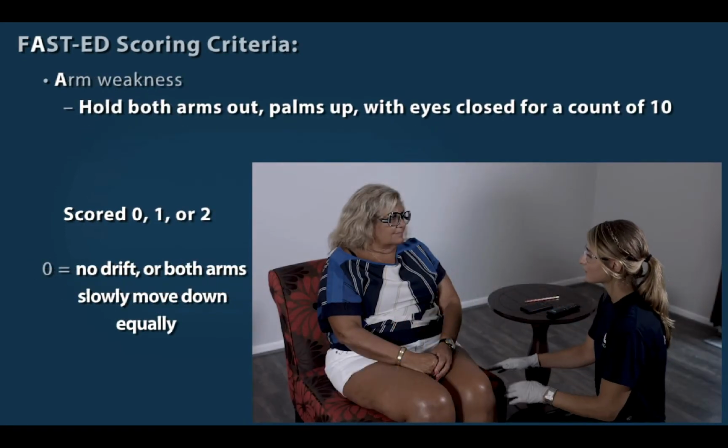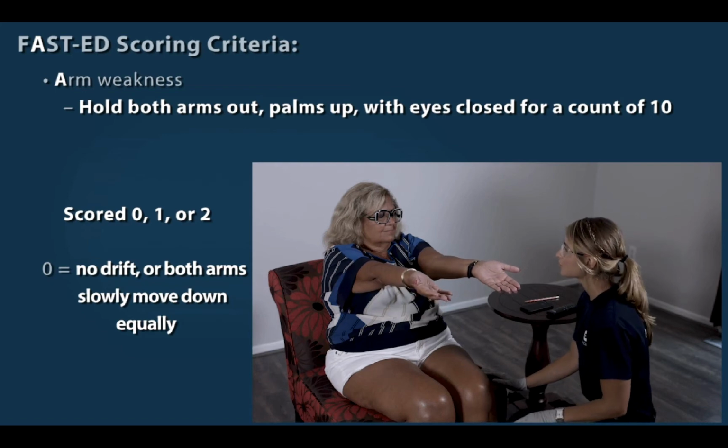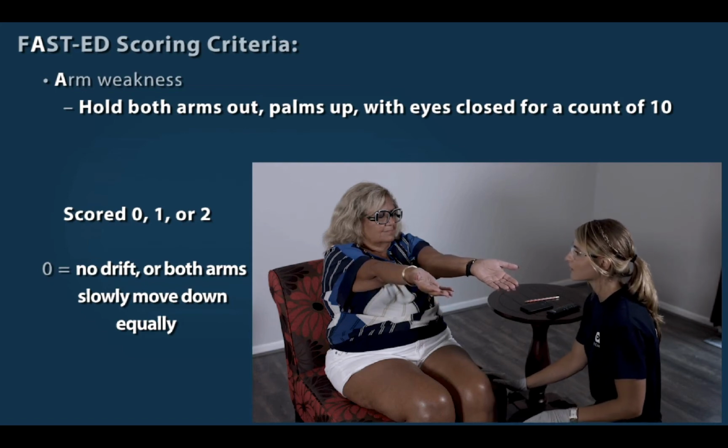For arm weakness, ask the patient to hold both their arms out in front of them, palms up, with their eyes closed for a count of 10.